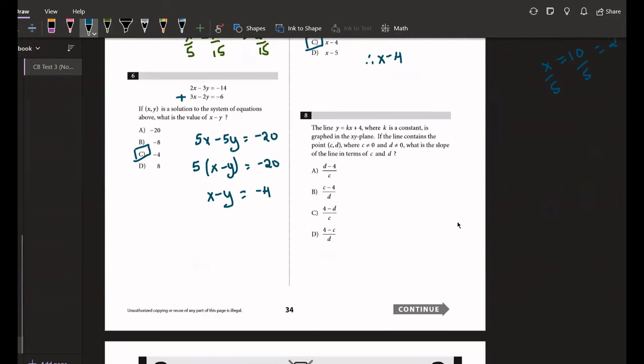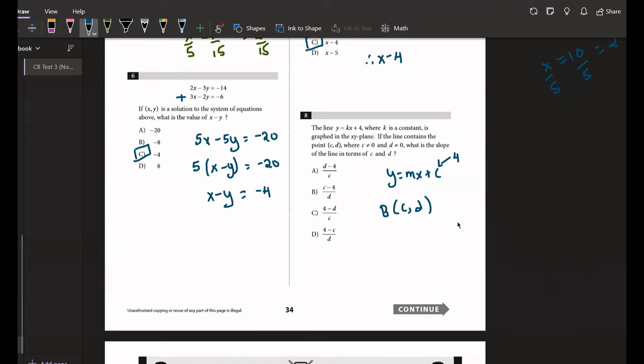So y equals qx plus 4 is the same as y equals mx plus c, where m is your slope or gradient and c is your y-intercept, okay? So c here given is 4. And the line contains the point (c, d). So there is a point B, let's call it, on the line, whose coordinates are (c, d), and you're supposed to find the slope of the line in terms of c and d. Okay, so you know one point on the line, which is (c, d).